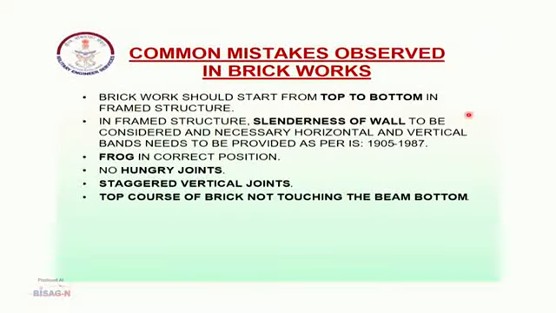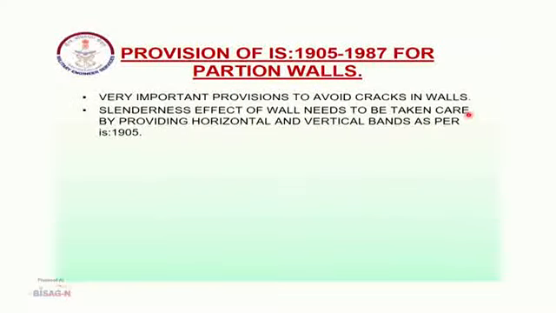Common mistakes observed in brickwork. Slenderness ratio of the wall is very important, which is generally not looked at. Frog, hungry joints, staggered vertical joints, top course not touching the beam bottom. Then the code IS 1905 says that a wall should not be slender. A half wall, generally after 1.45 meter height, is considered slender.